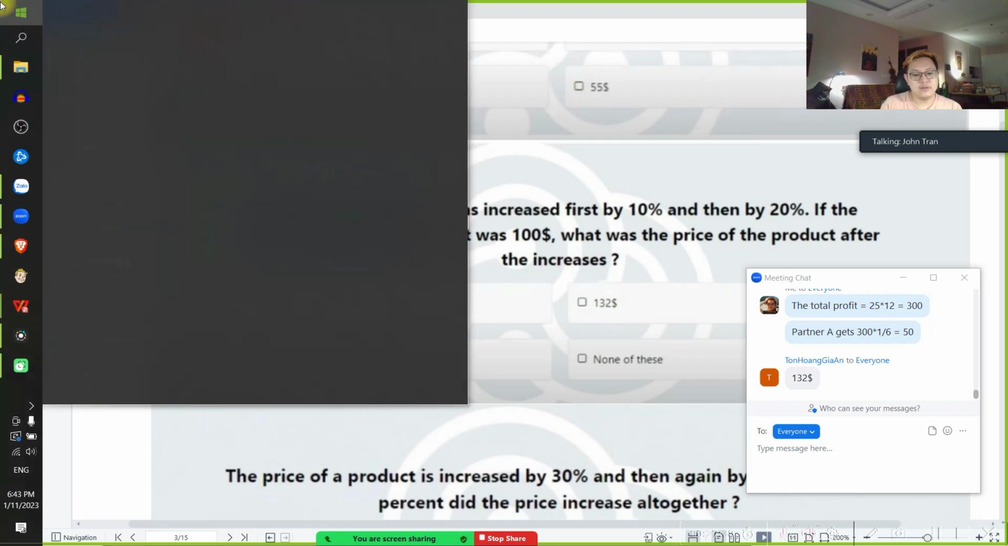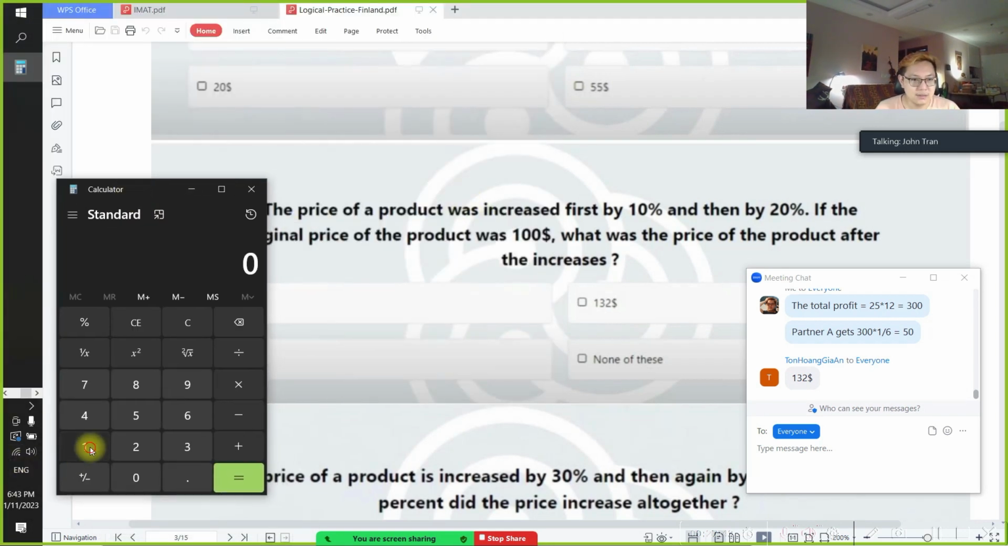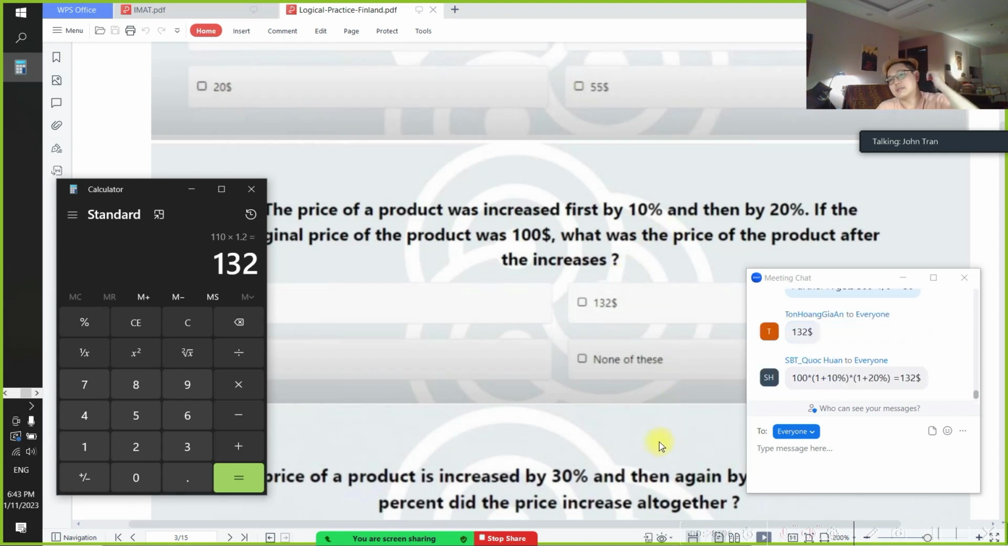It's $132. So first thing first, if you start with $100 and the price increased first by 10%, it means the new one will be times 1.10. Nhân 1.10. And then by 20%, it means you have to times 1.20. So the answer is 132 is the final price of the product after the increases. Cái giá cuối cùng sau những sự gia tăng nó sẽ là 132 nha mọi người.